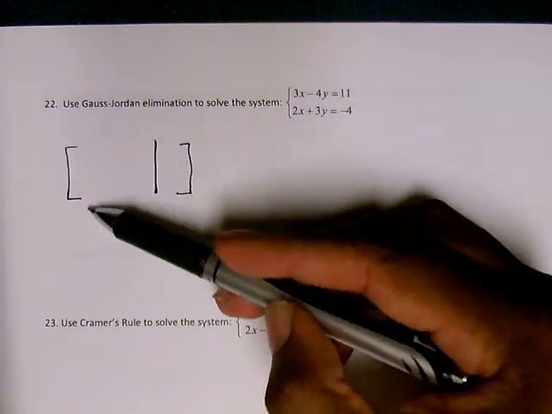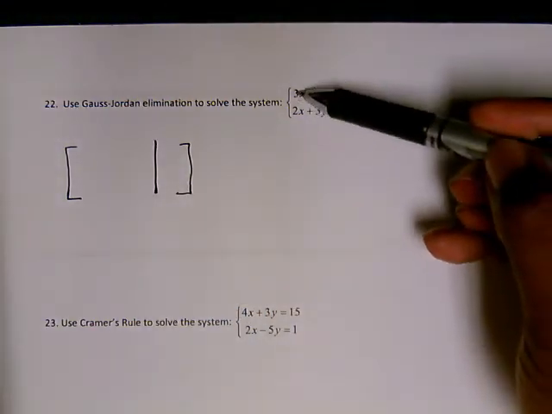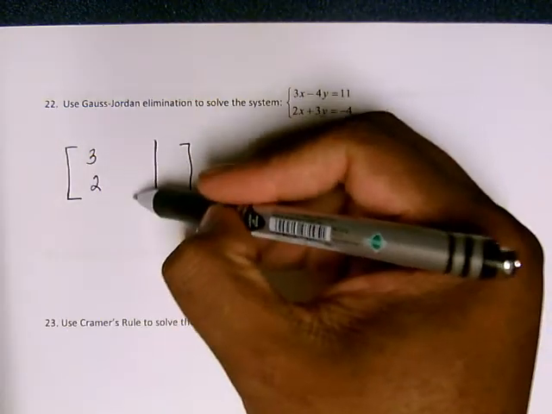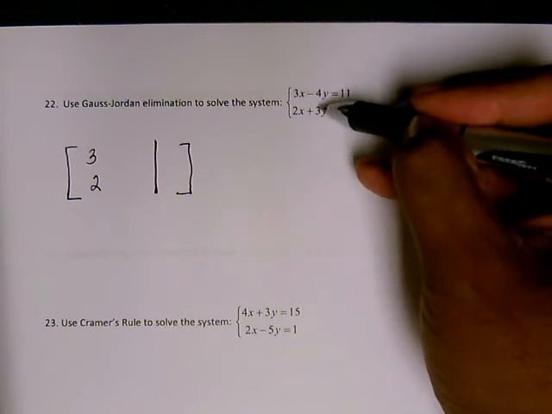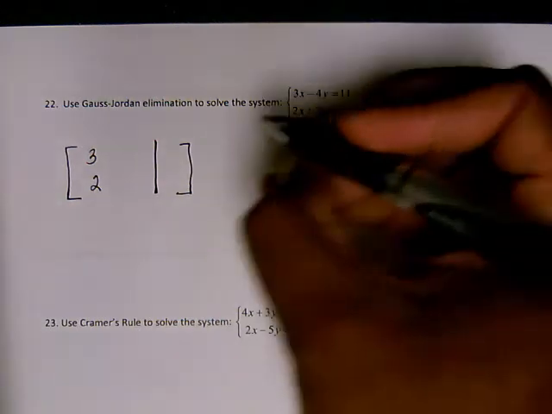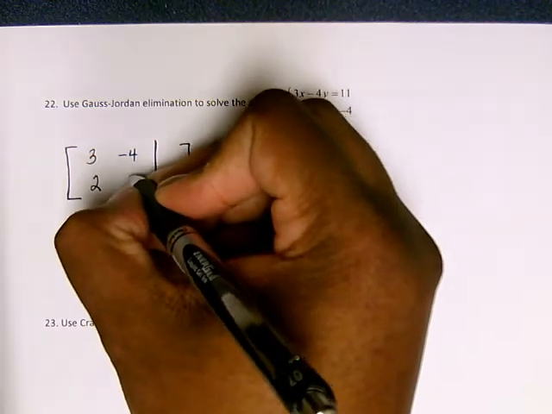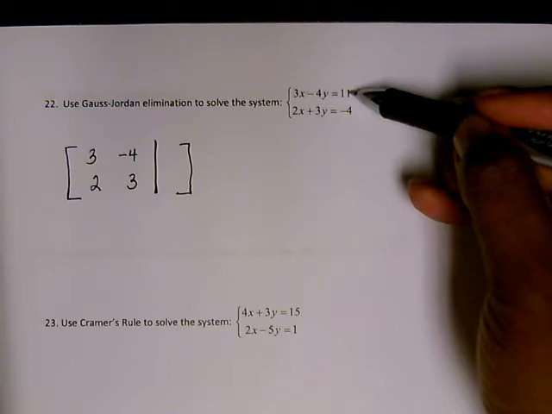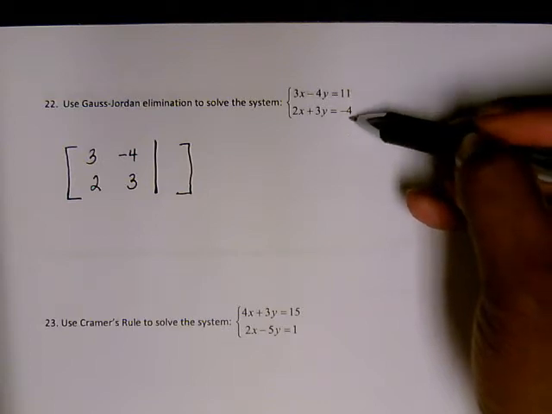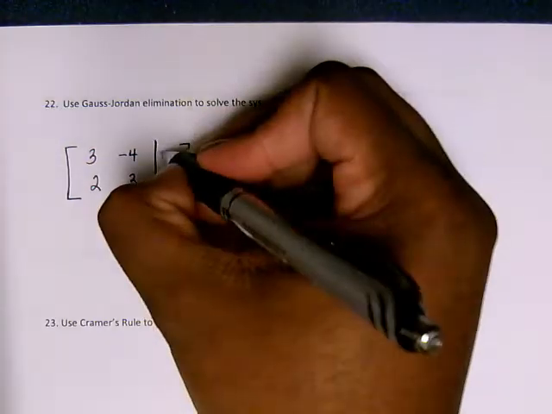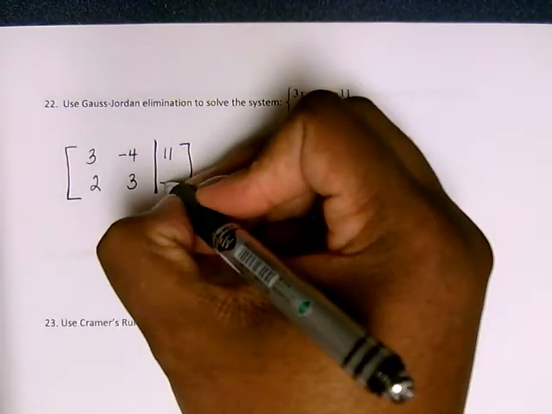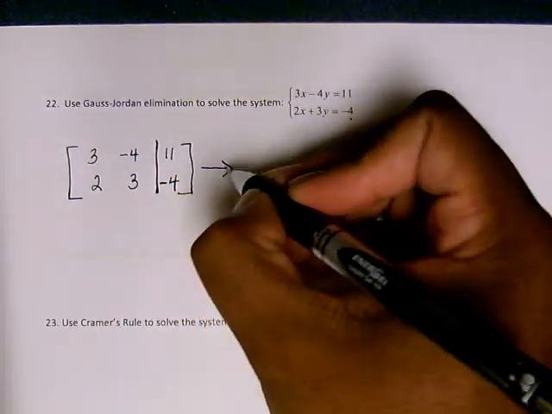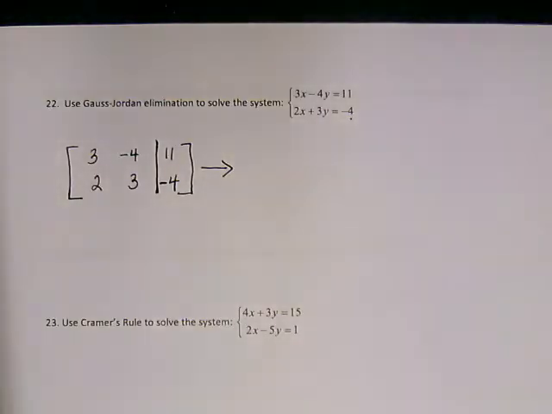In the first column is your coefficients of x, which are right here, 3 and 2. That goes in the first column. The second column is your y coefficients, and that's these numbers right here, negative 4 and 3. And then your constants will be behind the vertical bar, which represents your equal sign, 11 and negative 4. Okay, so here's where we use our graphing calculator to do this.